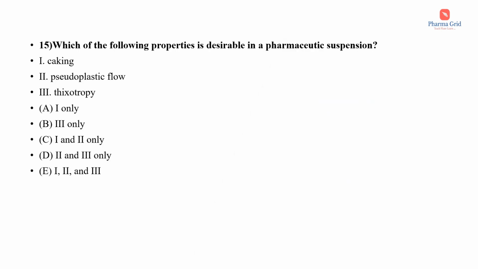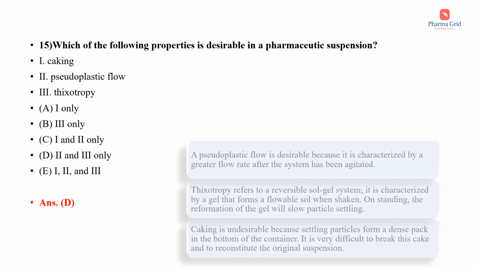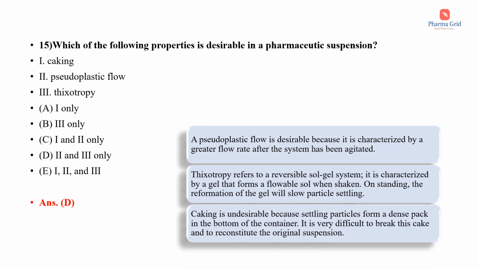Question number 15. Which of the following properties is desirable in a pharmaceutic suspension? The options are caking, pseudoplastic flow, thixotropy. So in the question they have asked about the properties which are favorable or desirable in a pharmaceutic suspension. So here the correct answer is option D, that is 2 and 3 only, which means pseudoplastic flow and thixotropy. So what is a pseudoplastic flow?